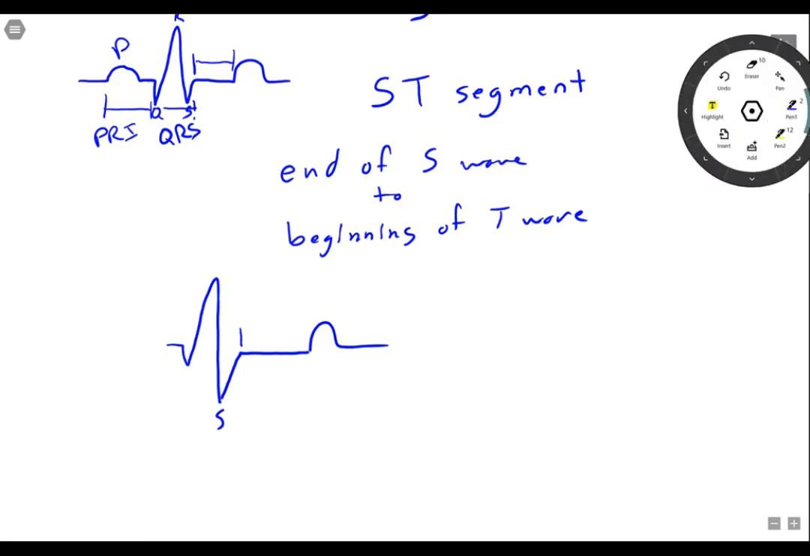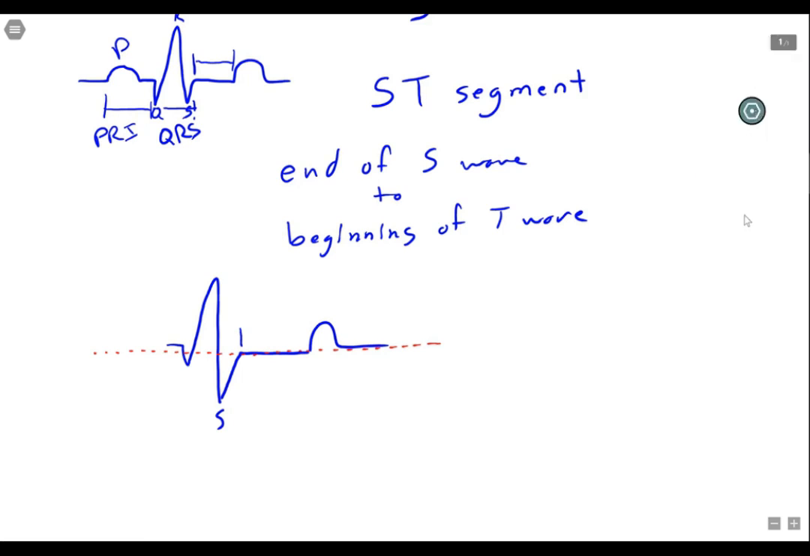So I can draw that in another color. Maybe that'll help. So we have a baseline where there's no electrical activity, where the ECG should always come back to. So when the S wave comes back to baseline, or when it changes direction, so here it's just going straight up, that's the end of the S wave. And then the beginning of the T wave is usually fairly obvious right before the T wave starts. And so that would be your ST segment.